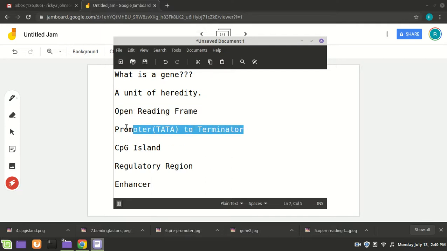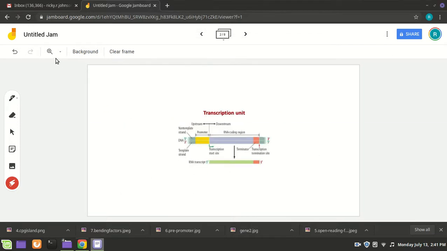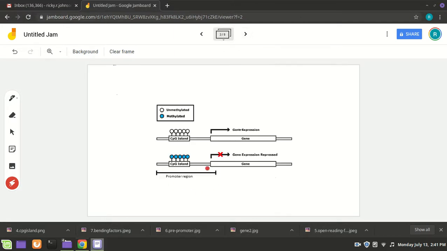We then learned about the promoter and terminator. We now need to learn about the CpG island. So let's move to the next slide. All right, CpG islands occur out here in the promoter region. So think of your TATA box as being in here somewhere before you start your gene, before you start your open reading frame.